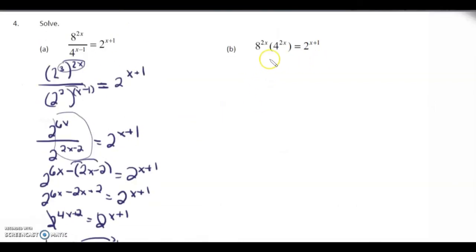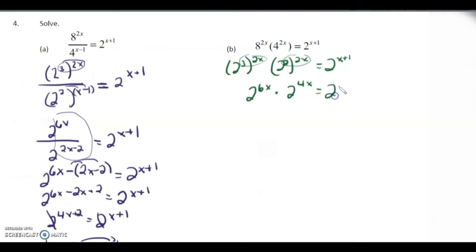Okay, I'm going to do the same thing for this equation. I'm going to change the 8, the 4, and the 2 to all the same bases. So I'm going to use, again, a base of 2. So 2 to the 3 to the 2x. 4 is 2 squared to the 2x. And then 2 to the x plus 1. Okay, I'm going to simplify this. So we have 2 to the 6x times 2 to the 4x equals 2 to the x plus 1.